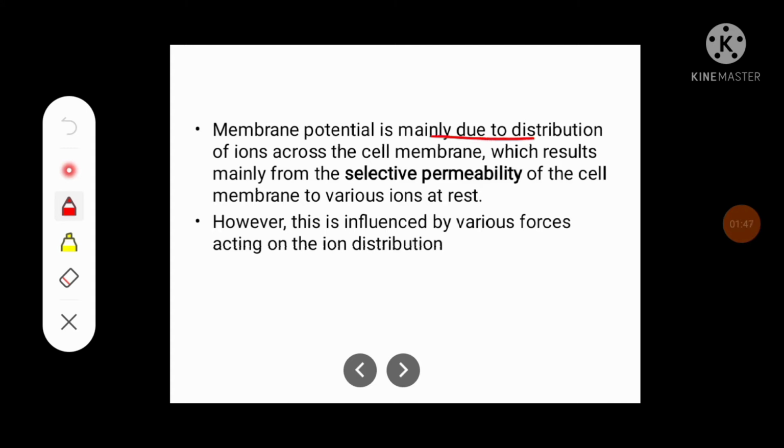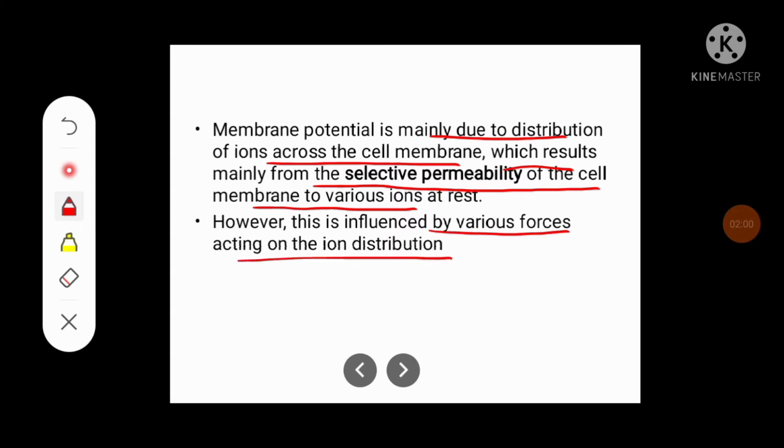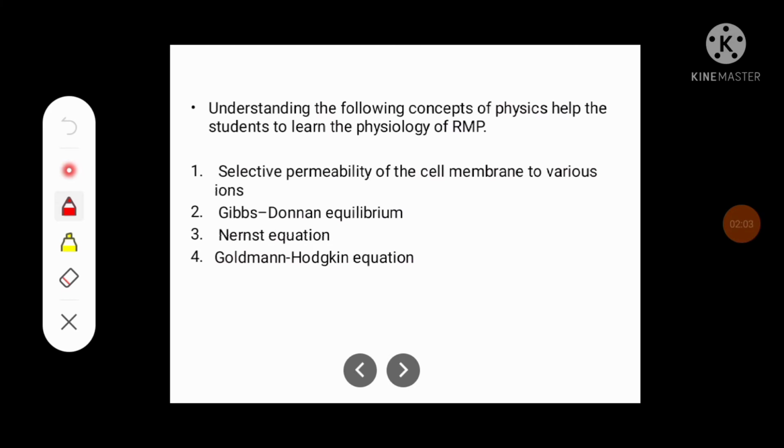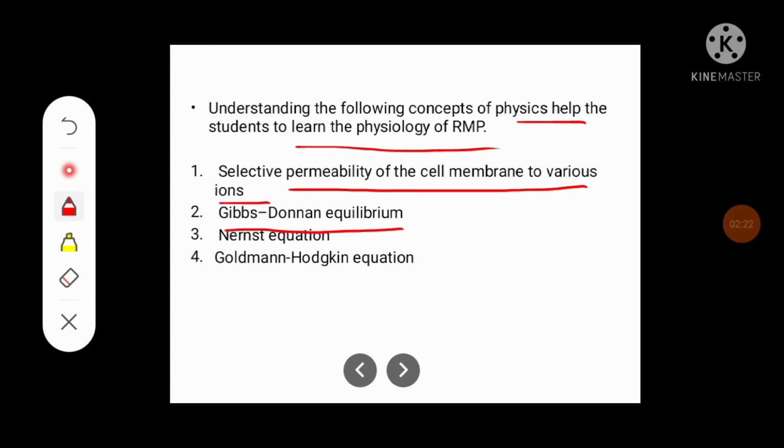Membrane potential is mainly due to the distribution of ions across the cell membrane, which results mainly from the selective permeability of the cell membrane to various ions at rest. However, this is influenced by various forces acting on ion distribution. Understanding the following concepts of physics helps in learning about resting membrane potential. The resting membrane potential depends on various factors like selective permeability of the cell membrane to various ions, the Gibbs-Donnan equilibrium, the Nernst equation, and the Goldman-Hodgkin-Katz equation.